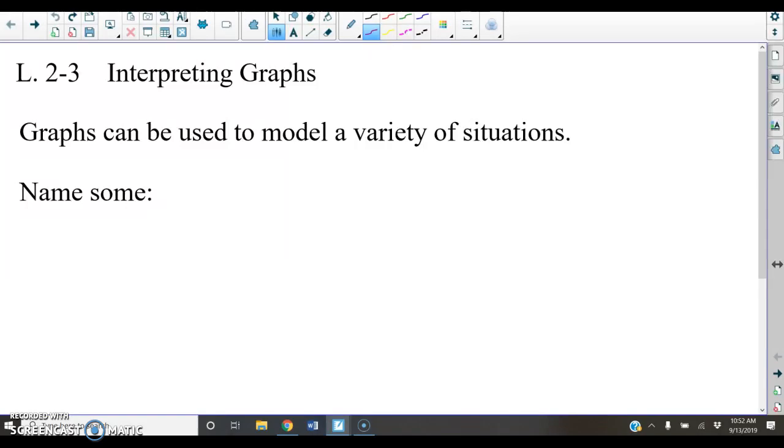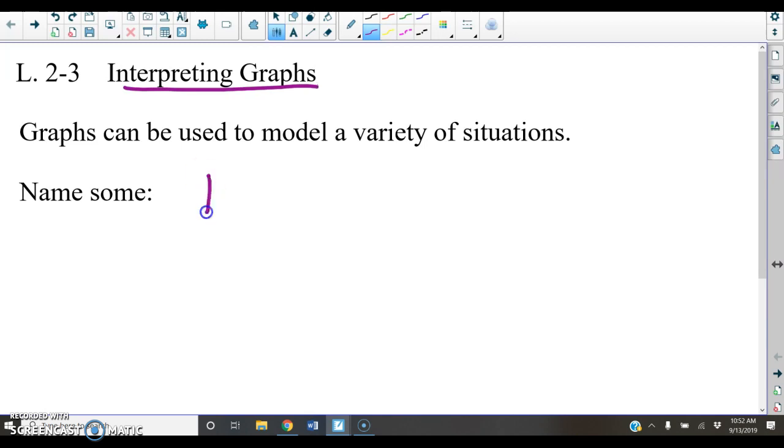Okay, lesson 2.3 is interpreting graphs. So we're going to take a look at basically some line graphs and we're going to interpret them. Some things that you might want to check out.